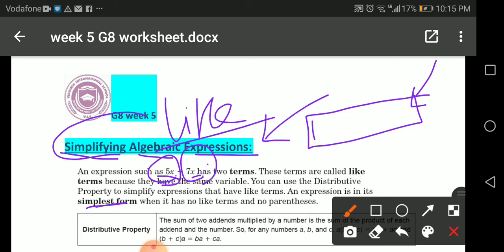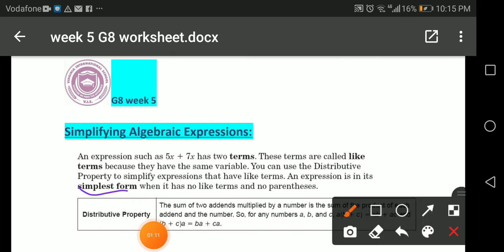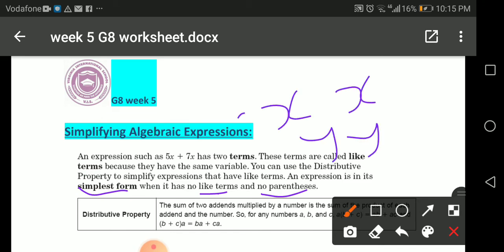Why? Because we have x and x here, the same variable. X is called a variable, remember. So he asks me to do what? Simplify the algebraic expression. An expression is in its simplest form when it doesn't have like terms or parentheses. Like terms are like x and x, y and y, 2x and 1x, 3y and 4y.